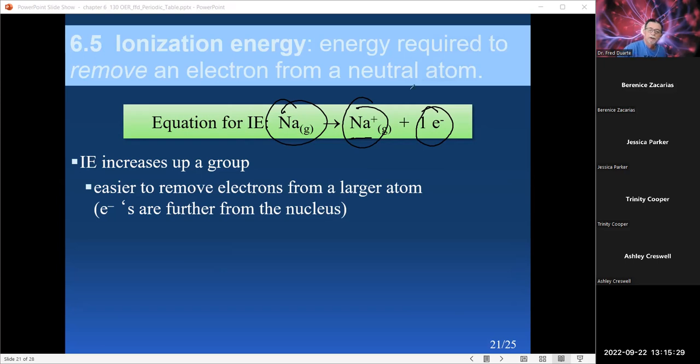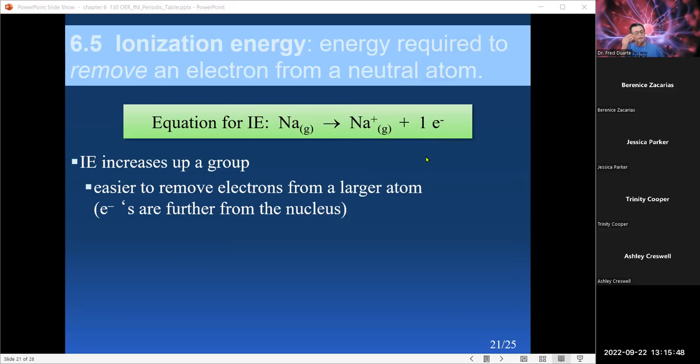That is what we're talking about here. We're going to talk about a different property called electronegativity, which is totally different. We don't want to confuse the two. Here we're just taking a neutral element and trying to remove an electron.